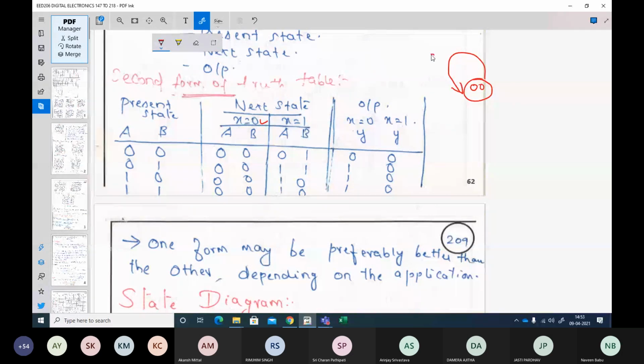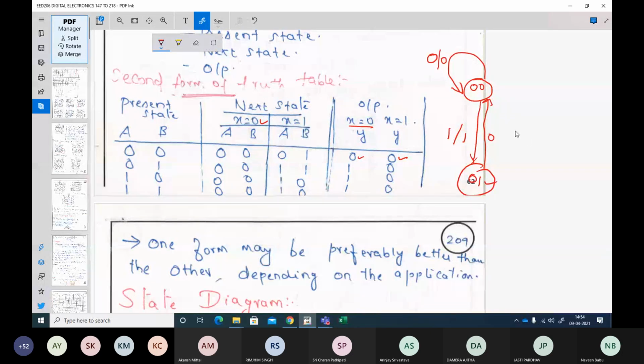When my present state is 0,0 and my input is 1, I'm moving to a state called 0,1. And what is my output at the same time? I have to look here. My output is 1. Now, when my present state is 0,1 and my x is 0, I'm going back to 0,0, and at that particular time my output is 1. I look here and write.